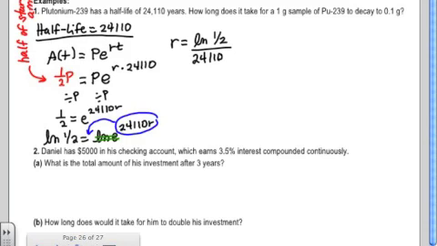Okay, so find what that is. So do natural log of 1/2 divided by 24,110. Okay, I get a number in scientific notation. It's negative 2.875 times 10 to the -5th. The easiest thing to do is to go ahead and keep that in your calculator. You're going to use it for the second part of the problem.